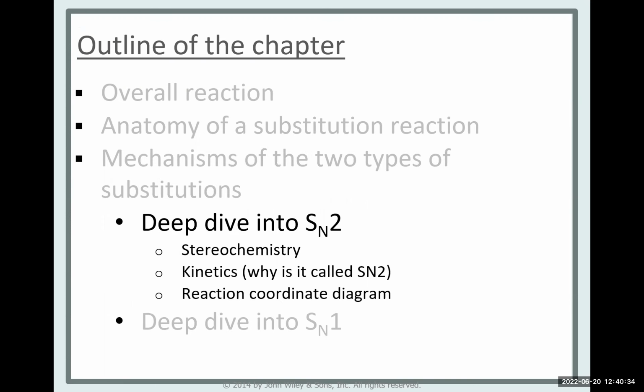Okay, so when we do our deep dive, we're going to look at the stereochemistry of this reaction. We're going to look at the kinetics and a little bit more of why it's called Sn2. And then we're going to look at the reaction coordinate diagram, also known as the free energy diagram. Does that ring a bell? Reaction coordinate diagram, free energy diagram, vaguely from Gen Chem?